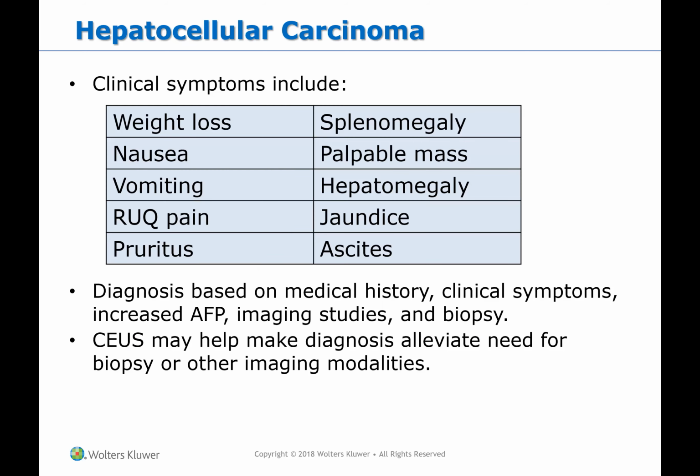These are the clinical symptoms: weight loss, nausea, vomiting, right upper quadrant pain, splenomegaly, palpable mass, hepatomegaly, jaundice, ascites, pruritus, itching. Diagnosed based on medical history, clinical symptoms, increased AFP, imaging studies, and biopsy.